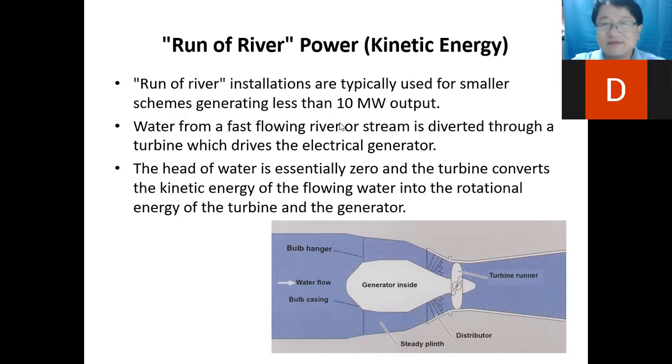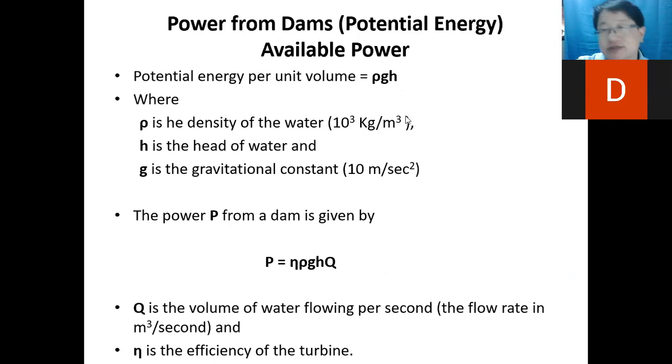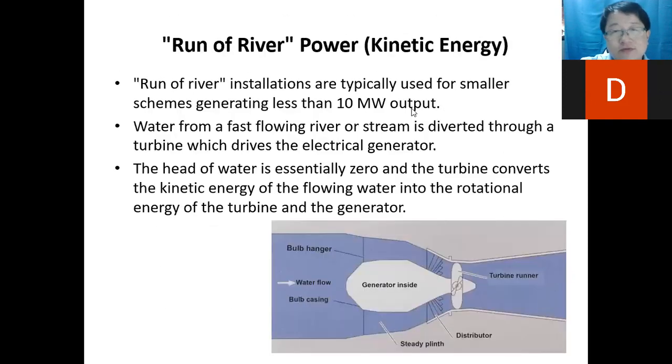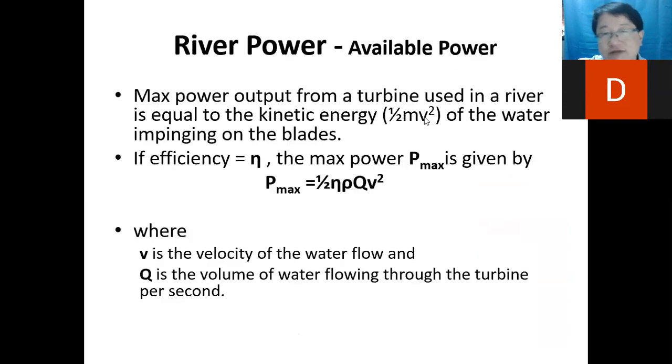Okay, something like that. Yes, the gradient is going downwards, but at a certain region you can treat it as horizontal, and that's why some ships or ferries can pass through the river. And then the difference between the height, h, is very small. So most of the energy is kinetic energy, because the water is flowing quite fast. So the kinetic energy is given by this equation, half mv squared.